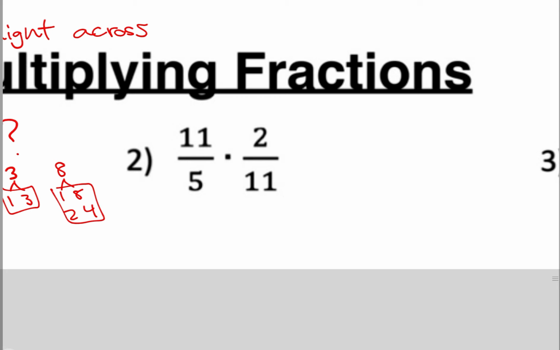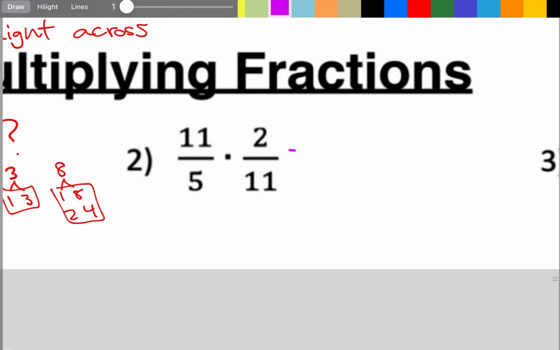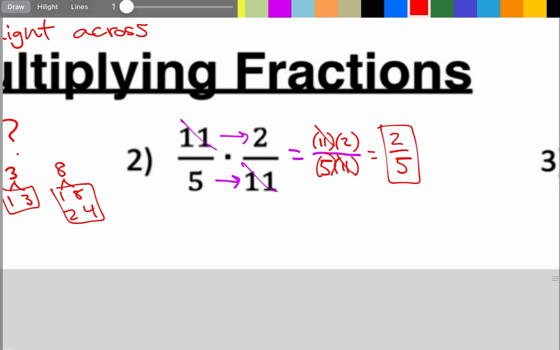Moving on to number 2. For number 2 here, we got multiplication between 11 and 2, which is 22, and 5 and 11, which is 55. But instead of me taking this 11 times 2 and 5 times 11 route, I'm going to cross out my 11s, because I have 11 at the top and 11 on the bottom. That is going to simplify for me. All right. Sometimes multiplying can make the numbers bigger prematurely, when in reality, this is the situation. We can cross out the 11s, and it's going to leave us with our answer, 2/5.